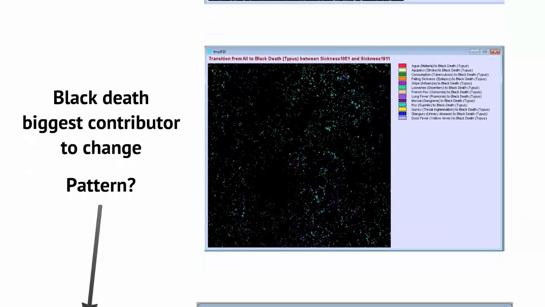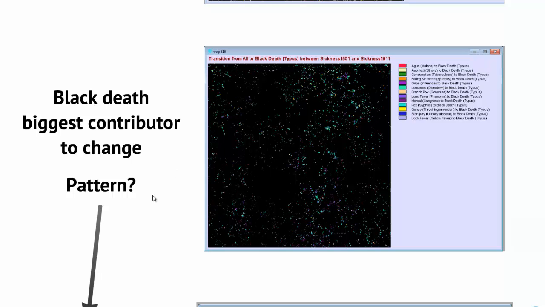So we can actually map the transition, for instance, from the biggest contributor to change, which was Black Death, as we saw in the previous graph. And we can map then the transition from all the diseases to Black Death between one year and another. And in a way, we can start to devise a certain map here, where parts of the changes seem to cluster quite a lot in these parts of the map.